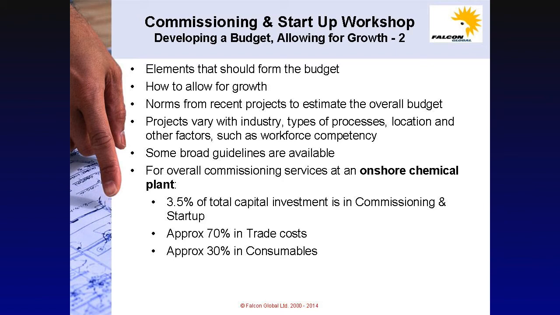All projects vary with the type of process, the industry for the project, its location, the country in which the contract is being executed, workforce competency and management ability. However, some broad guidelines are available. For overall commissioning and startup at an onshore chemical plant, around about 3.5% of the capital budget should be assigned, with approximately 70% of that in resources and craft and 30% in chemicals and consumables.